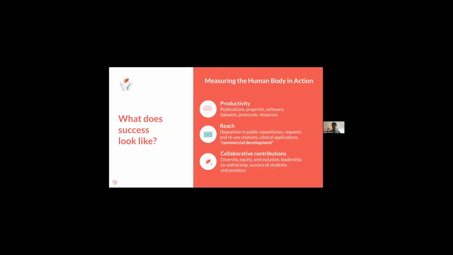We measure our success in three different areas: by productivity, which means publications, preprints, software, grants. We try to have some reach, which means that we try to deposit all of the data and the software in public repositories. And we are very intentional about having open access, both in terms of our research as well as in terms of the software that we develop. And we collaborate with many folks in different areas. For example, this collaboration that we have with the HCA to provide workshops on how to use our tools.